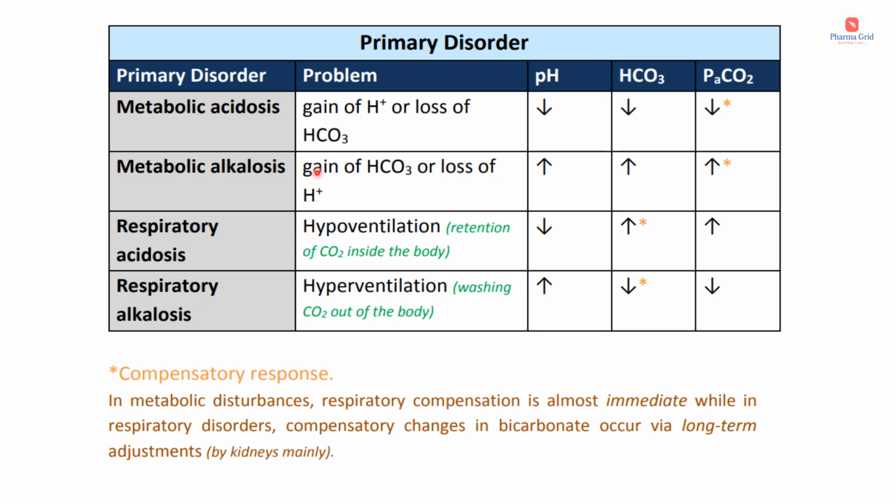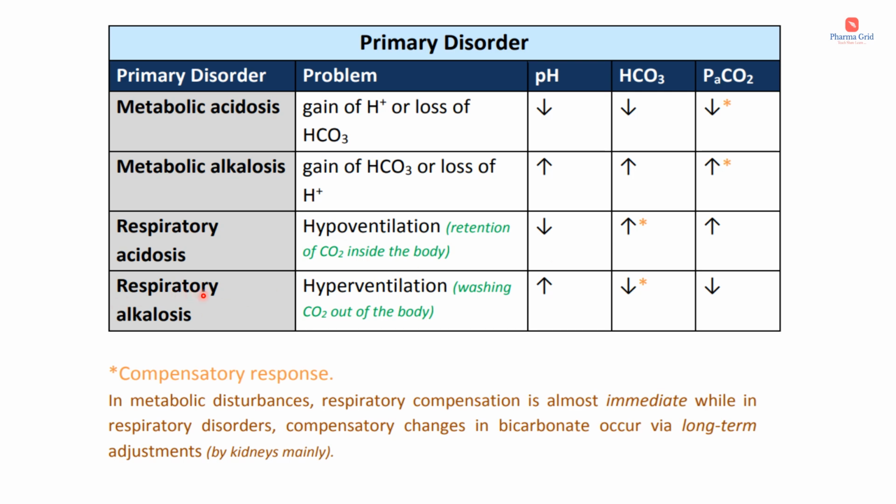Then metabolic alkalosis. Here there will be gain of bicarbonate or loss of H+. So it is alkalosis, pH will increase, bicarbonate level will increase. As a compensatory mechanism, partial pressure of carbon dioxide will increase. Then coming to respiratory acidosis. The primary disorder, the problem, is hypoventilation. Hypoventilation means decreased breathing rate. It will lead to retention of carbon dioxide in the body. It is acidosis, which means there will be decrease in pH, and respiratory means it is related to the partial pressure of carbon dioxide, so PaCO2 will increase. The partial pressure of carbon dioxide will increase in respiratory acidosis. As a compensatory mechanism, bicarbonate levels will increase.